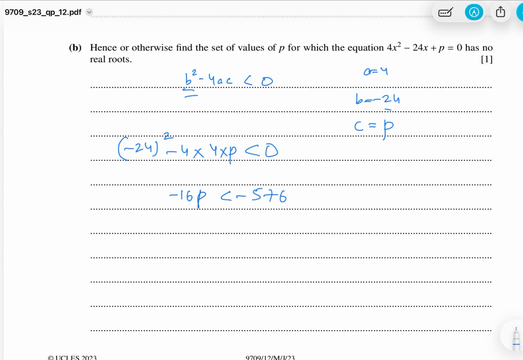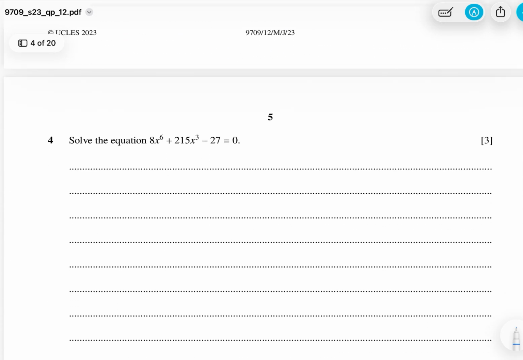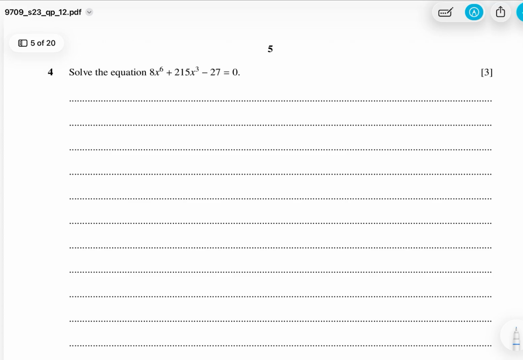Now see, if I divide both sides by negative 16, this sign will change. This is the only condition of inequality. If you're dividing or multiplying both sides by a negative number, the sign flips. So we will have 16p is greater than 576. So we will have p greater than 36. All right, it's very good. Let us move on to the next question now.